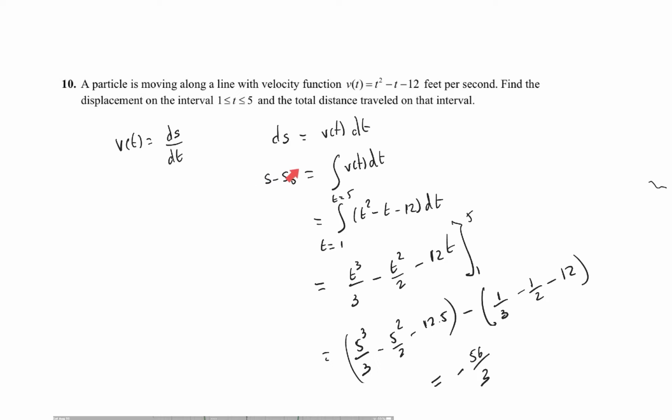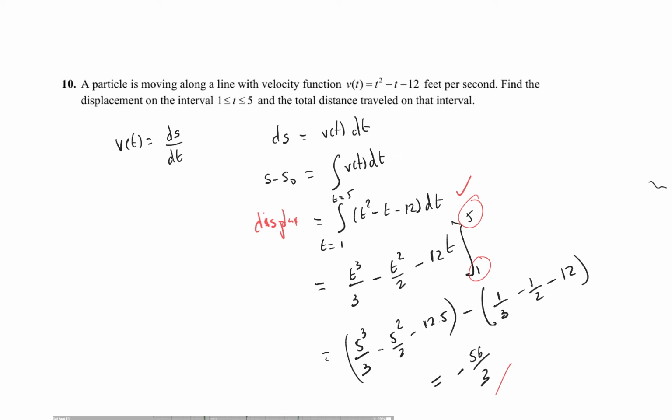This is the displacement. So making the integral on this side and on the other side, from t equal 1 to t equal 5, the displacement s minus s0 will be the integral of t squared minus t minus 12 dt. If you make the integral, it will be t cubed over 3 minus t squared over 2 minus 12t, evaluated from t equal 1 to t equal 5. And if you make the algebra, it will be minus 56 divided by 3.